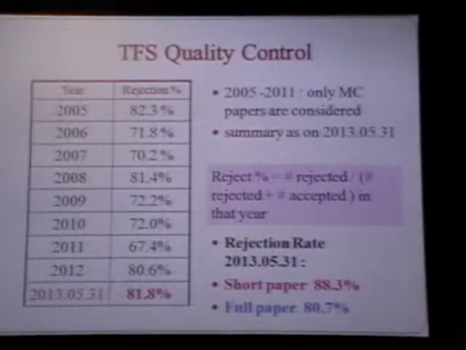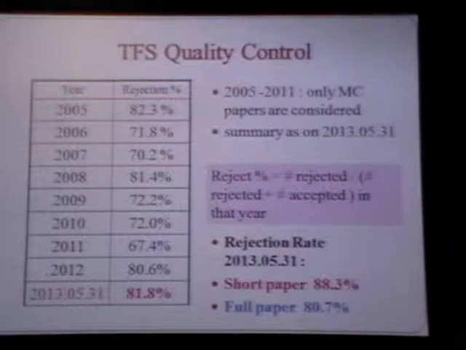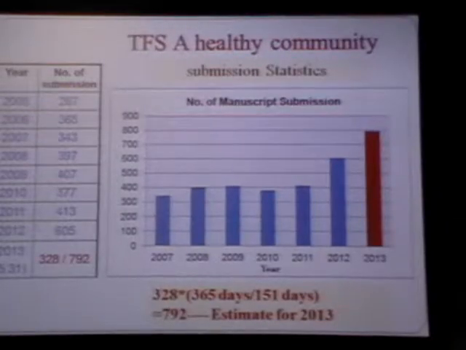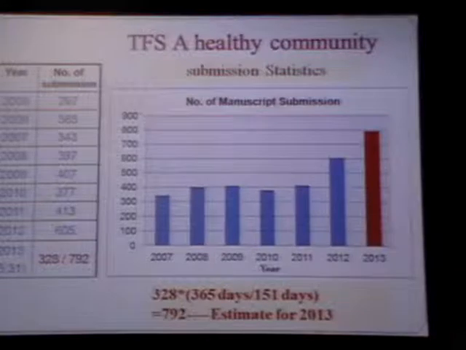So we try our best to keep the processing time as short as possible. And we see the number of submissions increases year by year. However, our rejection rate still is quite high, around 80%. So as just mentioned, when you submit a paper to our journal, if you get a revision result, it's very good. You should be happy. And the total submission is around 800 papers per year.